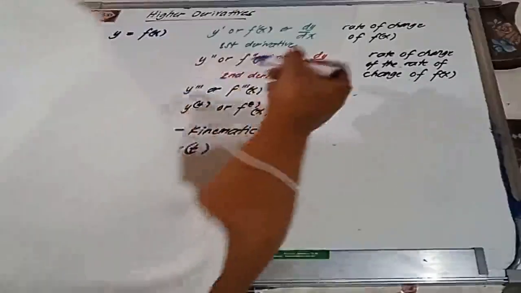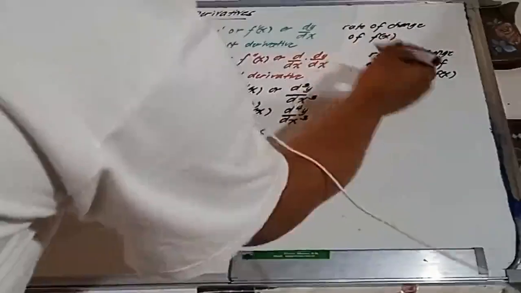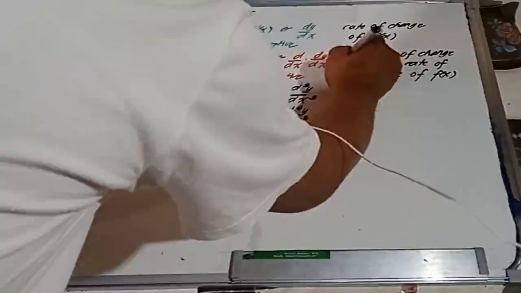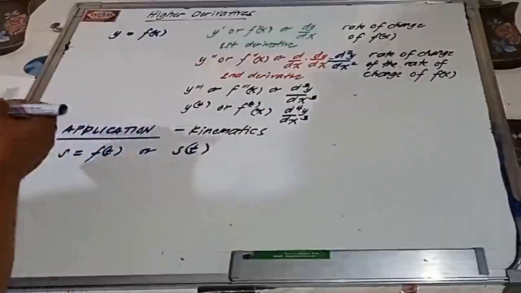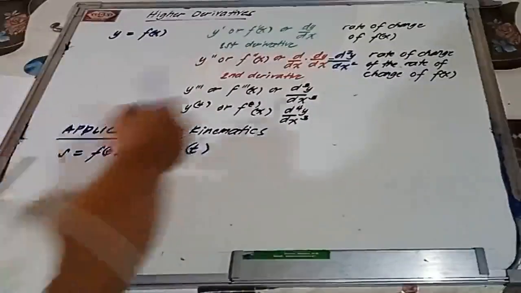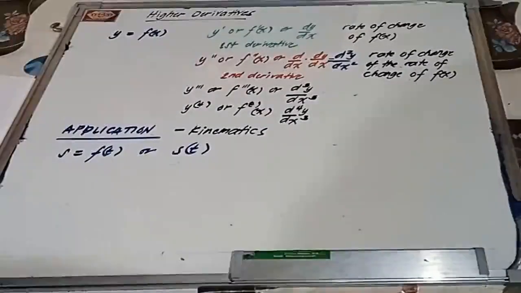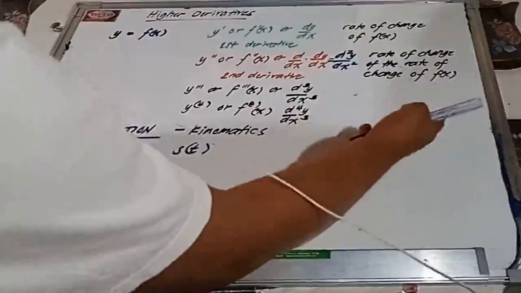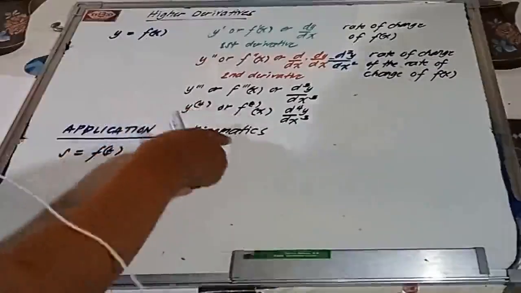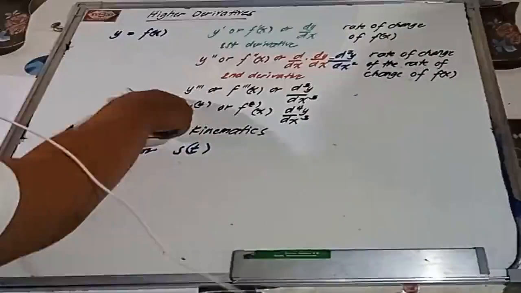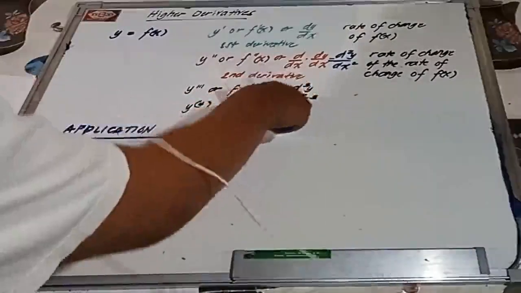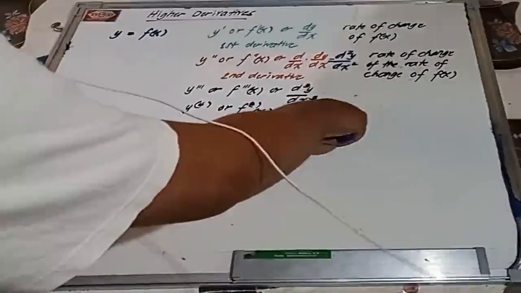And this is equal to not dy squared over dx squared, but rather this is equal to d squared of y over dx squared. That is the symbol that we're going to use for the second derivative of the function f of x. Okay? Ang tawag natin dito, that is rate of change of the rate of change of f of x. For the third derivative, we can use y triple prime or f triple prime of x or d cube of y over dx cube. So this is the third derivative.